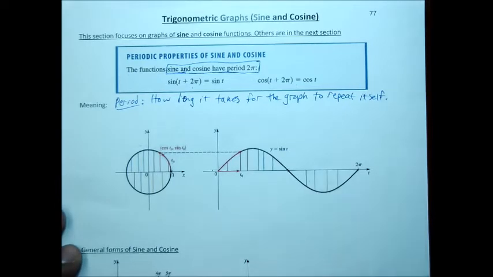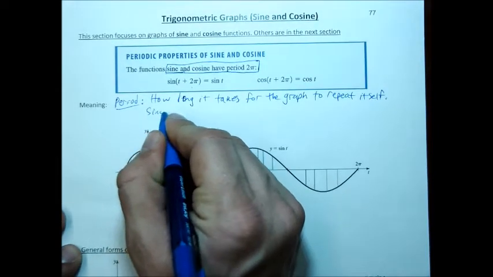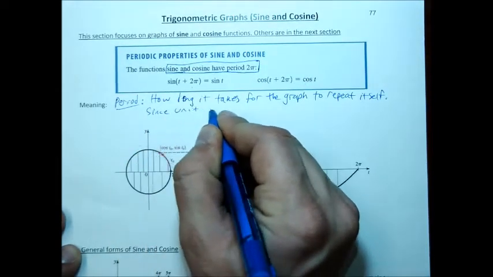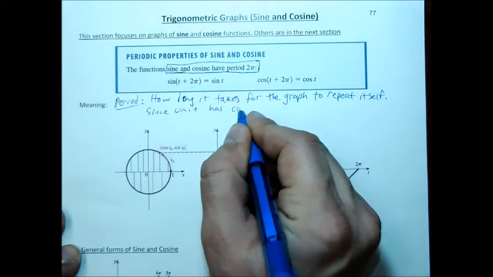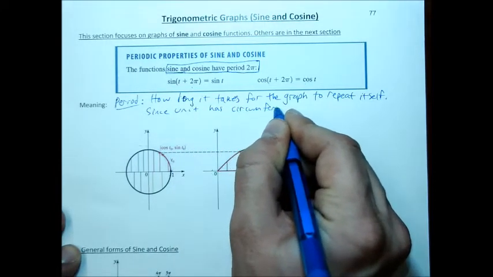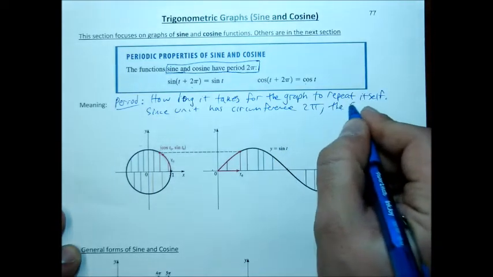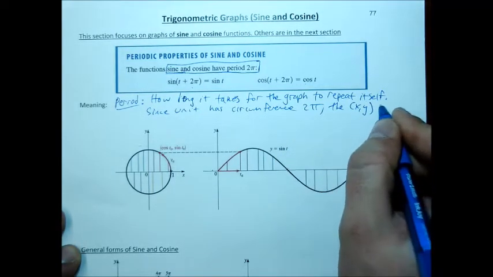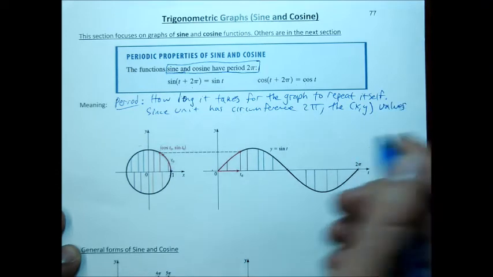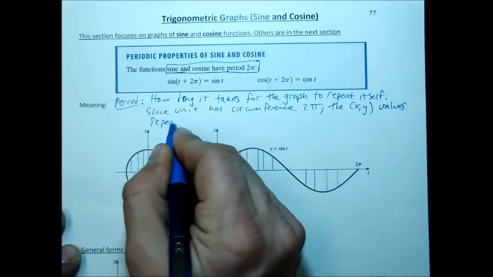And so let me write that down. So since the unit circle has a circumference of 2 pi, the x and y values on the unit circle repeat themselves every 2 pi units.